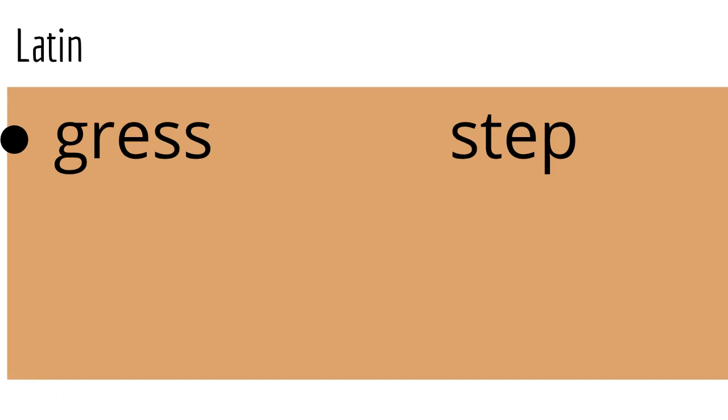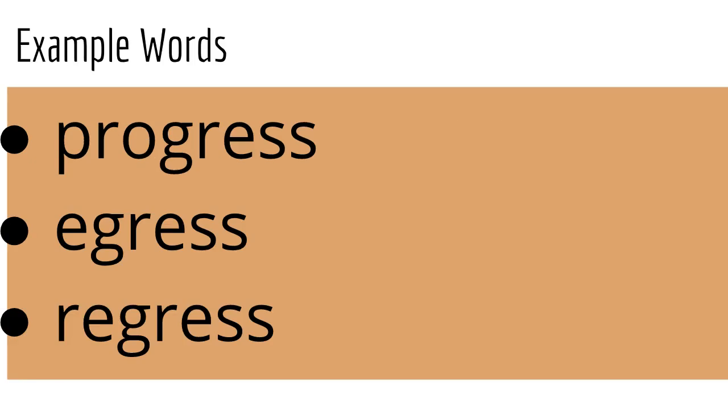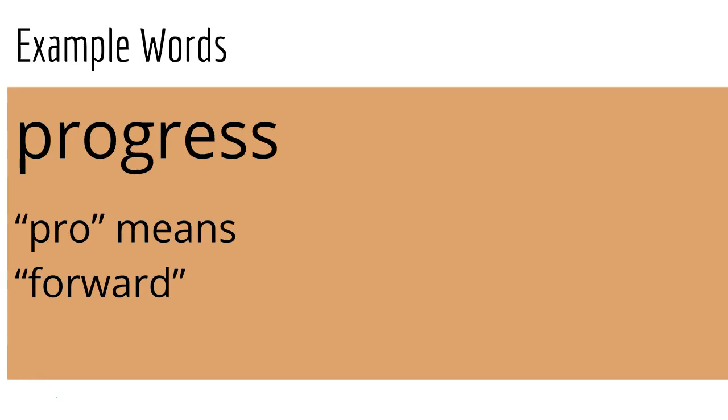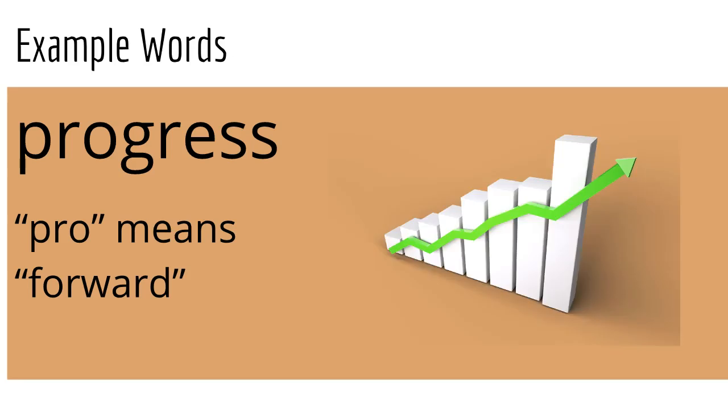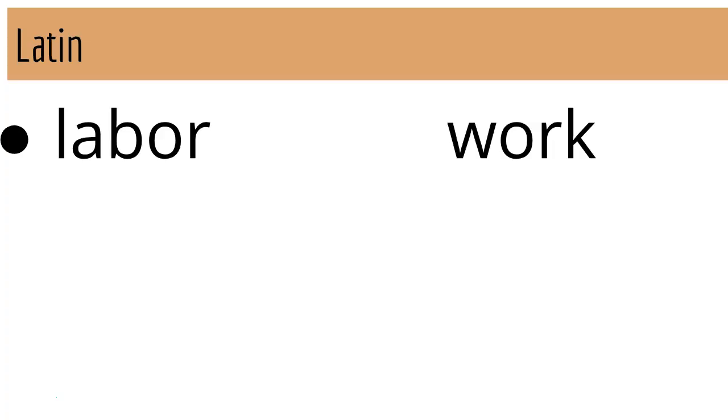Gress means step. Gress goes in words like progress, egress, and regress. If you look at the word progress, pro means forward. So if you're making progress, it means that you're moving forward. You're continuing to go forward. You're stepping forward. As you can see in the picture that I have, everything is moving up, up, up, up, up, or forward.